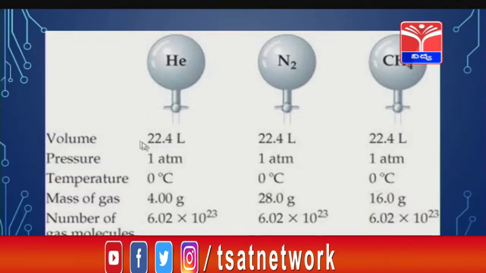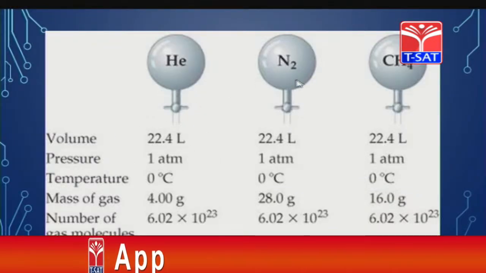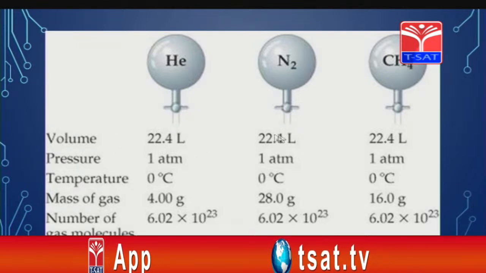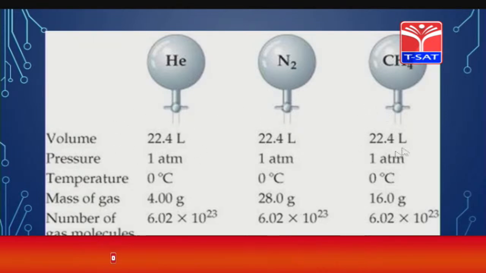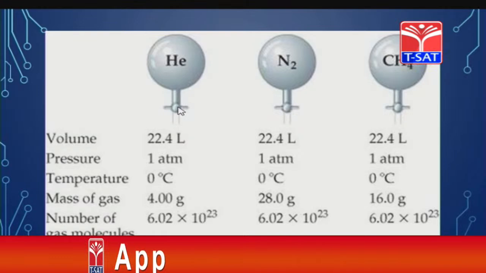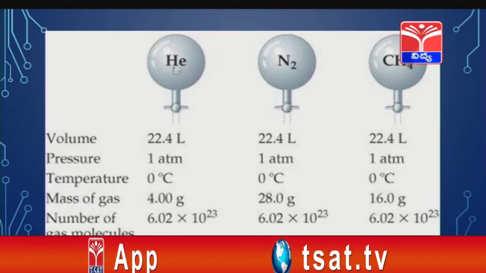Children, 1 mole of any gas like helium, nitrogen or methane occupies 22.4 liters of volume at STP. So, 1 mole of helium contains Avogadro number of helium molecules. Children, as helium is a monoatomic molecule, that means it contains only one atom.